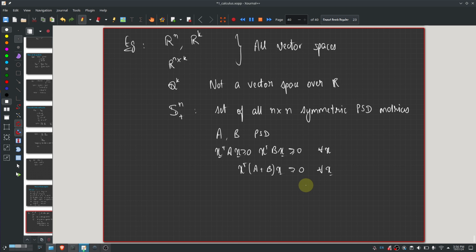Yes. The eigenvalues. No. What if I take minus A? So if lambda 1 through lambda n are the eigenvalues of A, then what would be the eigenvalues of minus A? Minus lambda 1 up to minus lambda n. So are all the eigenvalues non-negative? They're all non-positive, right? So this in fact is not a vector space over R, right?